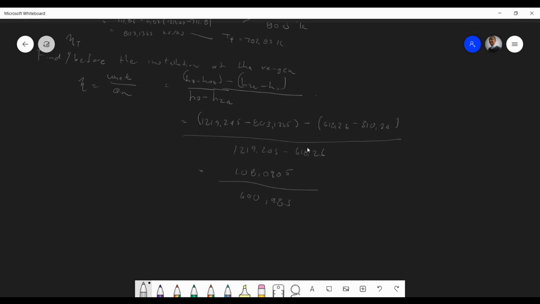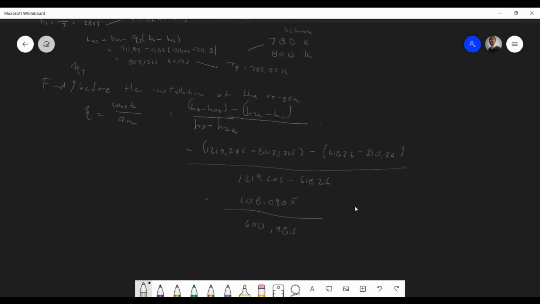Is this cool? What's going on here? Yeah, it is definitely 600. Is my work net right? I'm getting a very high work net here. It can't be greater than this. What am I doing wrong here? 1219.245 minus 803.1345, that's 416.11. And that's 618.26. Oh, I know what I did. It's in the calculator. 310.24.